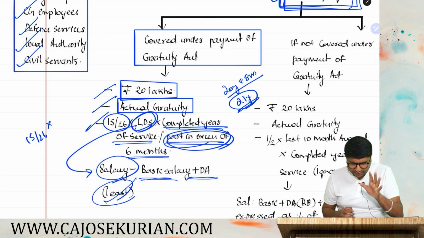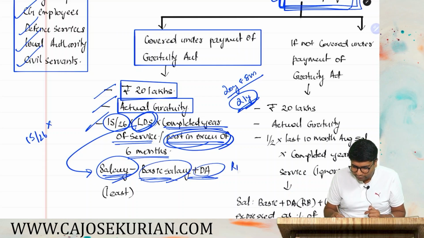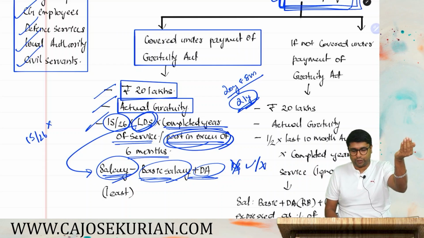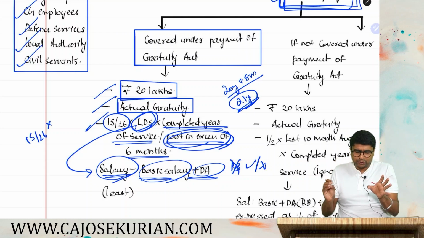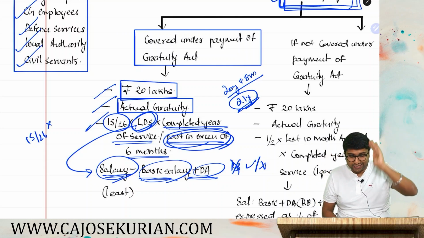So friends, very simple. What is the definition for the salary? Salary here means basic salary plus DA, whether it forms part of the retirement benefit or not, doesn't matter. You simply take the basic salary plus DA, whether it forms part of the retirement benefit or not. You take that last drawn salary into 15 by 26 into completed years of service or part thereof in excess of 6 months, and that will be your limit number 3.